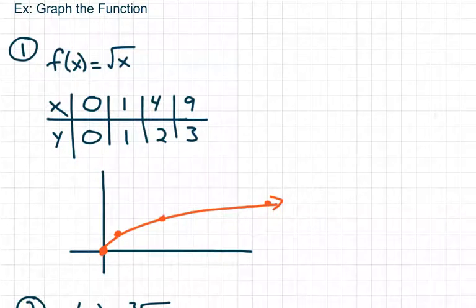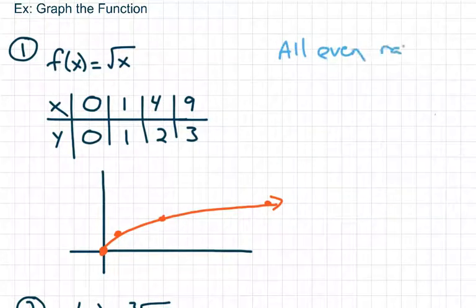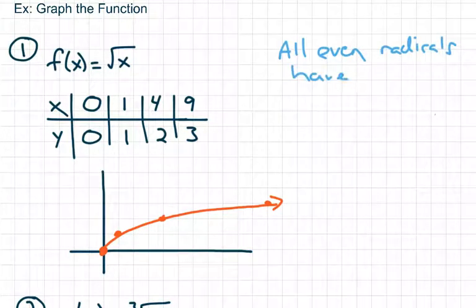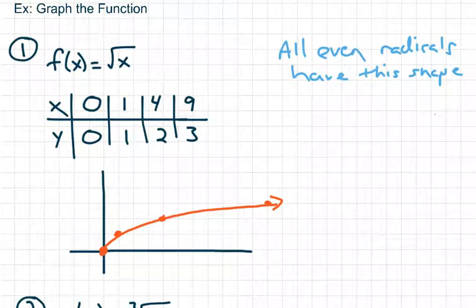Just a couple of quick notes with even functions. All even radicals have this shape. One of my high school math teachers called this a ramp, and it kind of makes sense. It kind of looks like a pitcher's mound in baseball. All even radicals have this shape, whether it's square root, fourth root, sixth root, 10th root, 100th root, millionth root, whatever. They're going to have the same general shape. It's going to be a ramp.